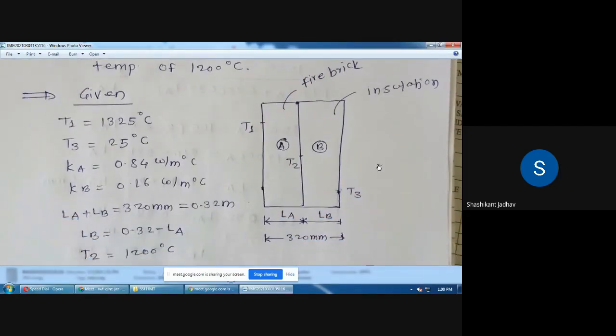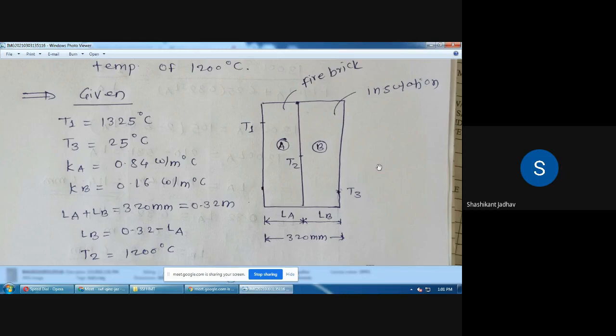So first of all you have to draw the diagram by using that given data. So layer A is nothing but fire brick and layer B is nothing but insulation, and at the left side of the layer A there is a fire, and because of that the temperature at the left hand side is given, that is T1 is given.